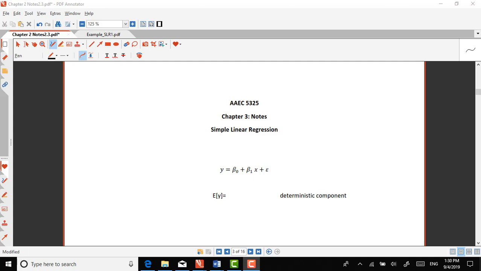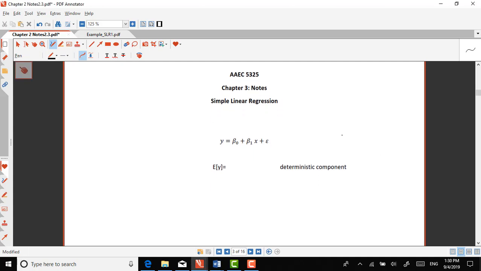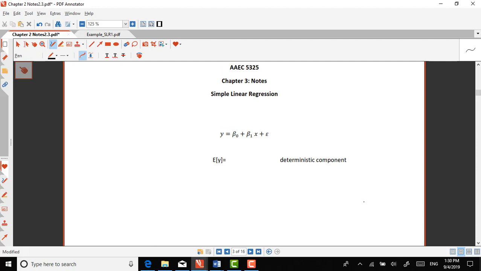Okay, so now we're going to start with chapter 3, which refers to the simple linear regression model. Remember, in chapter 2, in the introduction, I already talked a little bit about the simple linear regression model. Basically, the idea here is that we only have one explanatory variable, and we're trying to relate our dependent variable, or outcome variable, to just a simple explanatory variable.